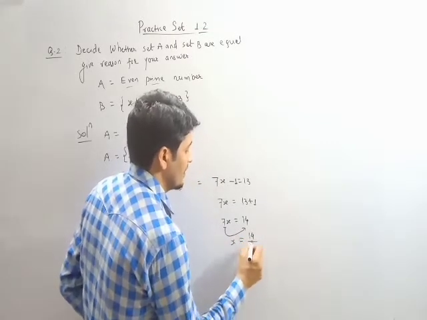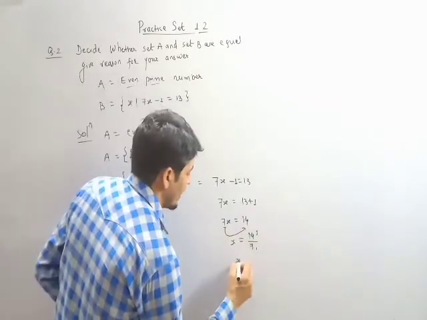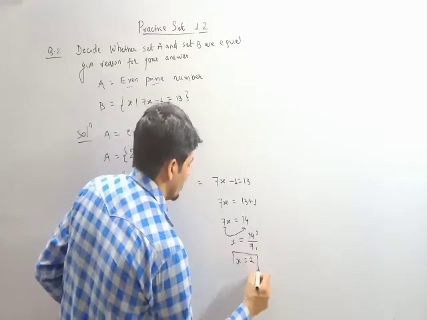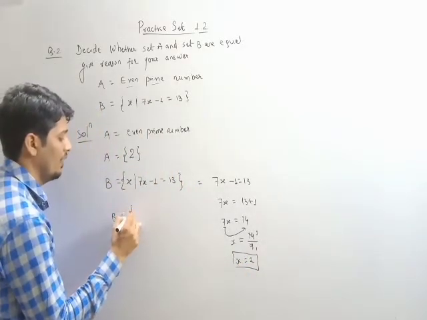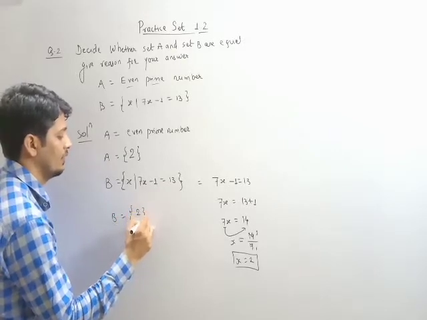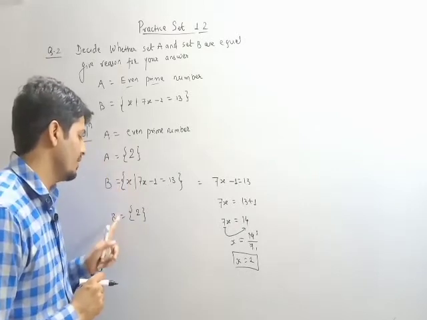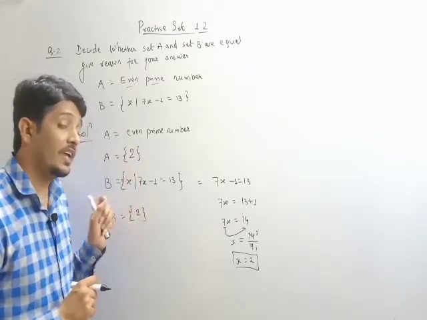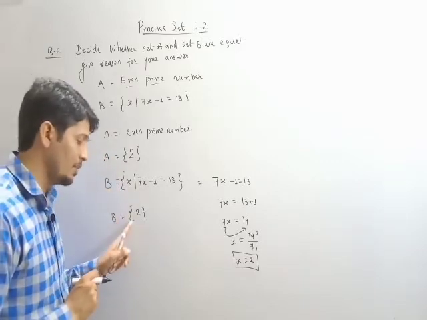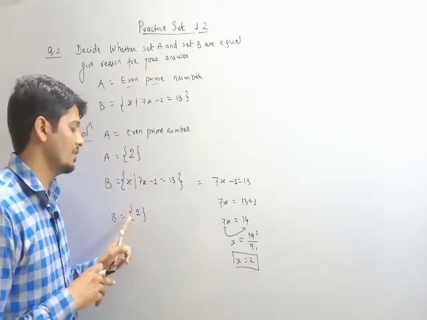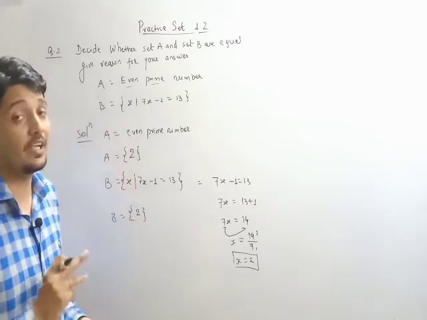7 ones are 7 and 7 twos are 14. That means x equals 2. That means set B contains only one element, that is 2. So we can see that set A and set B contain the same element. All the members of set A are present in set B, as well as all the members of set B are present in set A. That means both sets are equal sets.